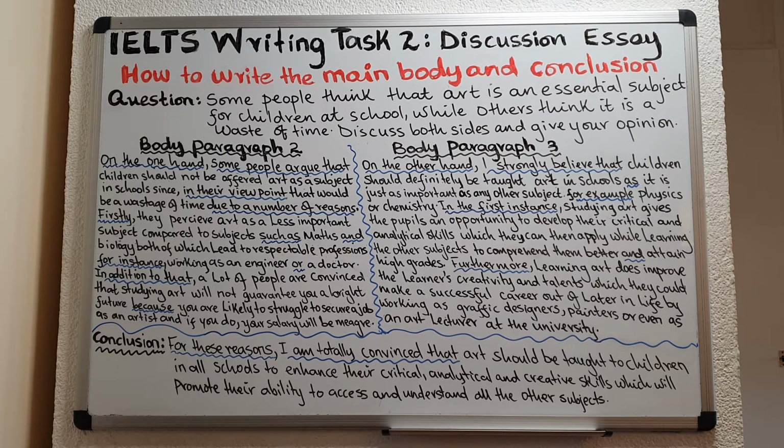So that's how you write body paragraph 2. The whole of body paragraph 2 is based on one point of view. It is based on one opinion. And as you notice, body paragraph 2 does not represent my opinion. That's why I said some people argue that. And now we move on to body paragraph 3. In body paragraph 3, we are going to write about the other opinion. And the opinion is that some people think that art is an essential subject.